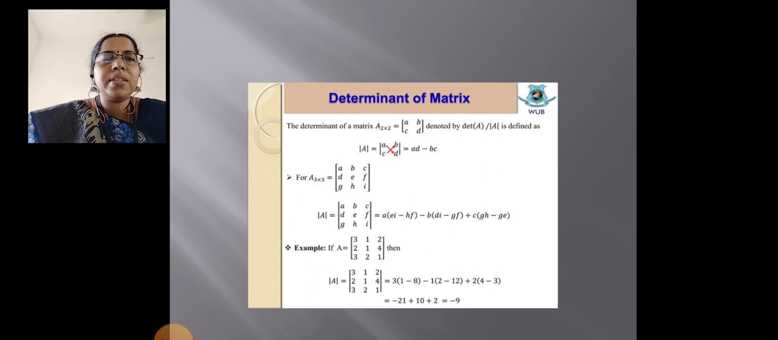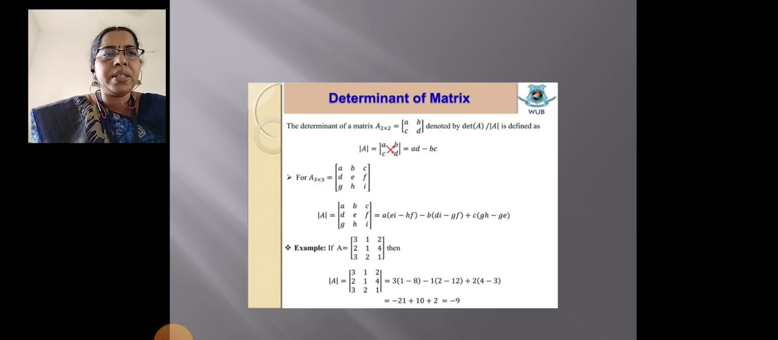For a 3 cross 3 matrix, the determinant is computed with elements a, b, c, d, e, f, g, h, i. So the determinant of A is equal to a times (ei minus hf) minus b times (di minus gf) plus c times (gh minus ge). For example, A is a 3 cross 3 matrix. To find the determinant of A, we get the result of minus 9.